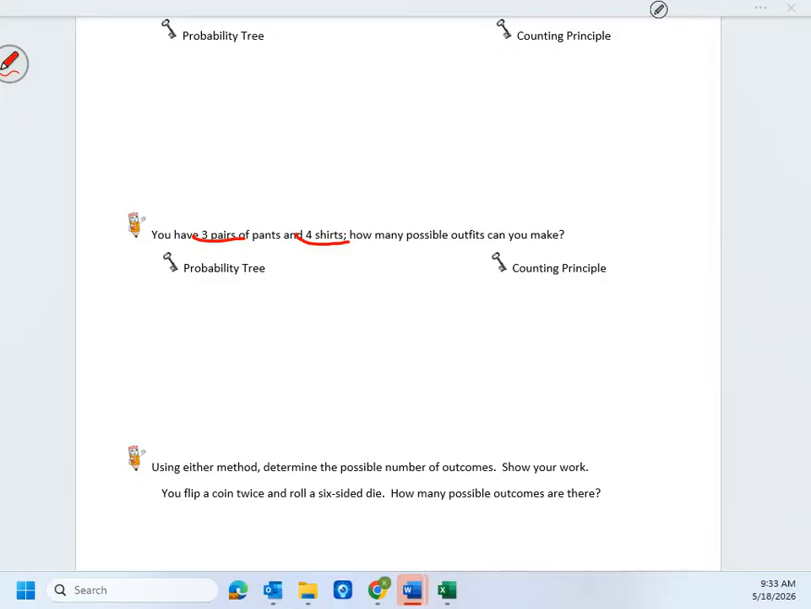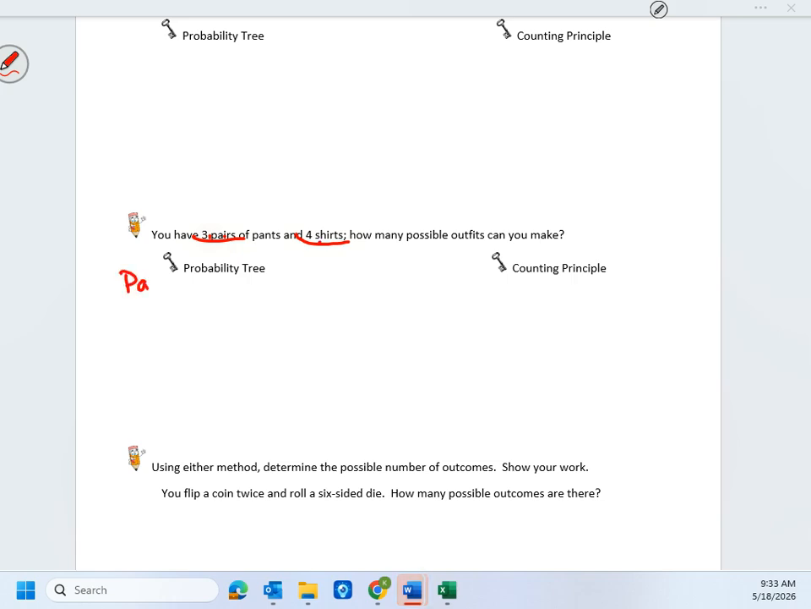Rhoda? 7. I like how Rhoda was thinking, oh, we need to add them all up. But remember, these are like the heads and the tails, right? What colors of shirts, what colors of pants? We need to look at the action that we're taking. I'm picking a shirt, I'm picking a pair of pants. How many events is it that I'm doing the action on, Jack? 2. 2 events. I'm picking pants, I'm picking shirts. So I have 2 events.